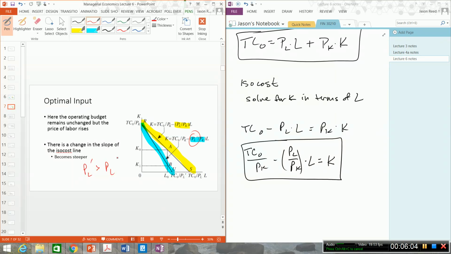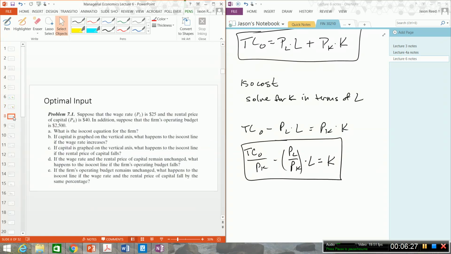And I think that's important because it means that if we were to devote all of our resources into using labor, we no longer could produce at S, but we would have to use the amount of labor at U here. And so we know there was an increase in our price of labor because of this.